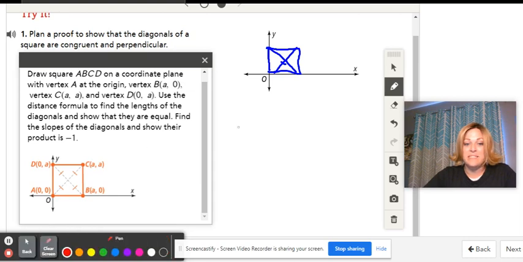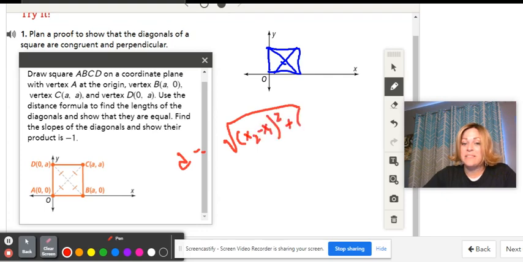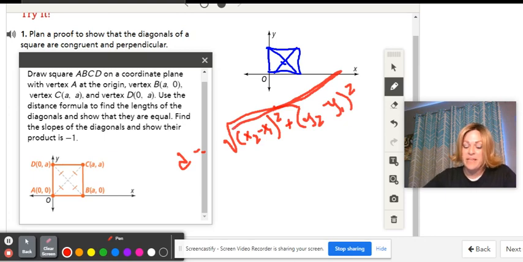And remember, that distance formula is taking the square root of the difference of the x values squared, plus the difference of the y values squared. So that's all one big formula. That's the distance formula, if that helps. And then to find the slopes, rise over run.